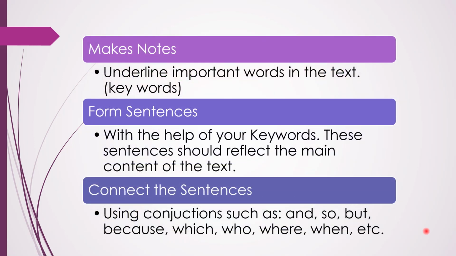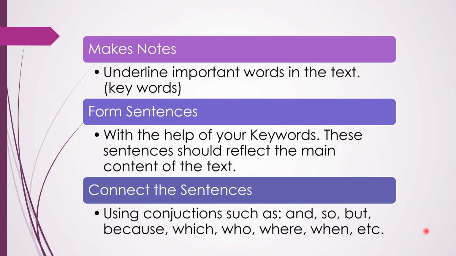After that, you have to make notes. You have to underline important words in the text that help you to have keywords, the specific words that give you the point to make your summary. Then you have to form your sentences, with the help of the keywords that you have found in the reading or in the topic. These sentences should reflect the main content of the text.